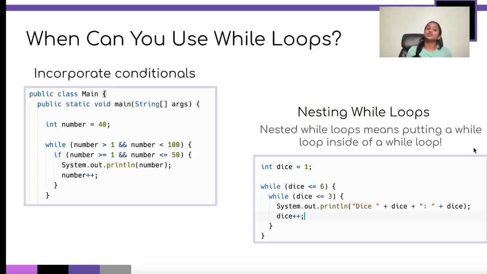So in while loops, you can also incorporate different conditionals. You can incorporate an if statement inside of a while loop to make sure it only prints out or does a certain thing while a certain condition is true. So in the example shown here, you have an int number, which is equal to 40, and while the number is greater than 1 and it's less than 100, if the number is greater than or equal to 1 and it's less than or equal to 50, it's going to print out the number. And then it's going to keep incrementing each time it runs.